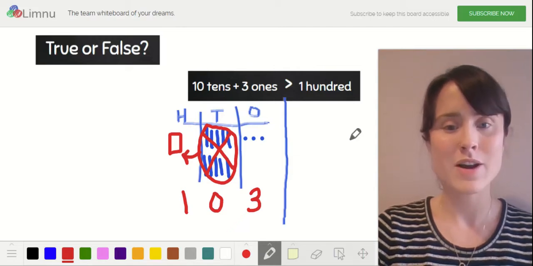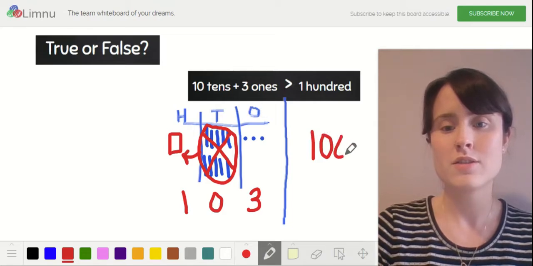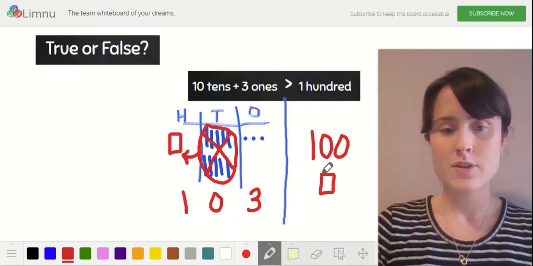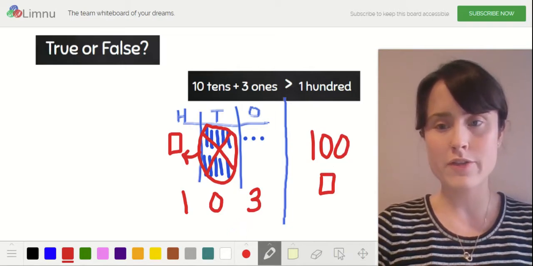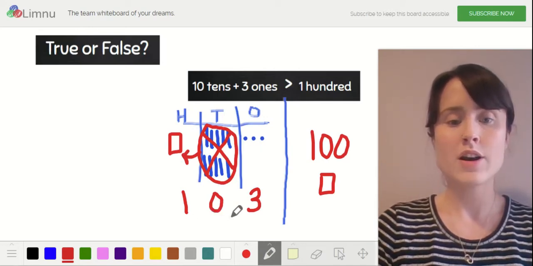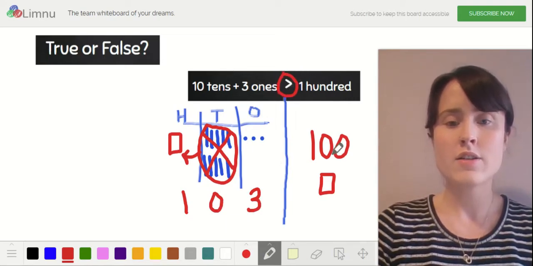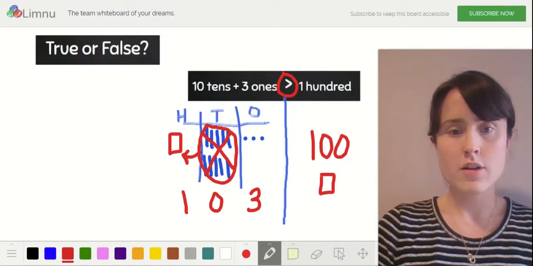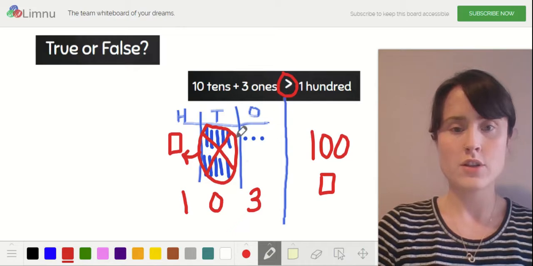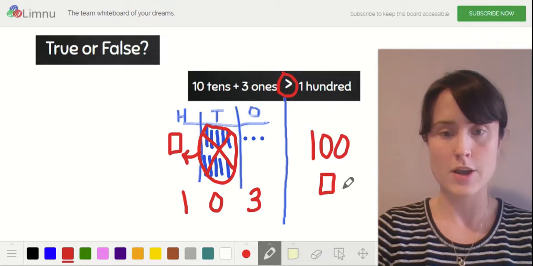Yeah, that's an easy peasy one. 100 is just worth 100. I could even draw it as a hundreds block if I wanted to. So let's go ahead and read it now that we know the value of each side. You can read it with me. 103 is greater than 100. Our inequality symbol always eats the bigger value. So I would read this as 103 is greater than 100.